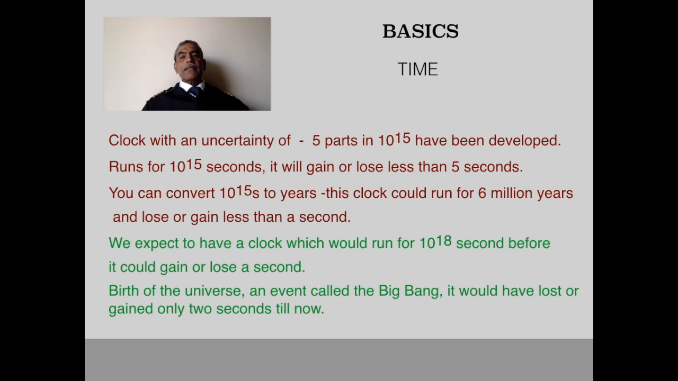This clock with an uncertainty of 5 parts in 10 to the power 15 has been developed. That means if it runs for 10 to the power 15 seconds, it will gain or lose 5 seconds. So you can convert this particular time, and that means it works out to 6 million years before it could gain or lose a second. That's the kind of accuracy which we have developed.